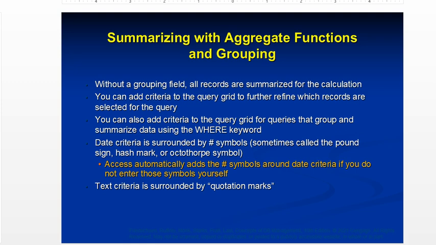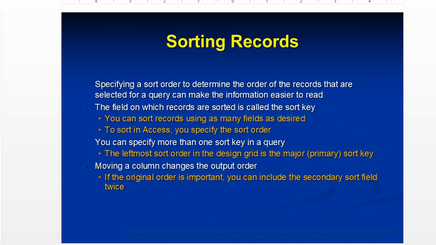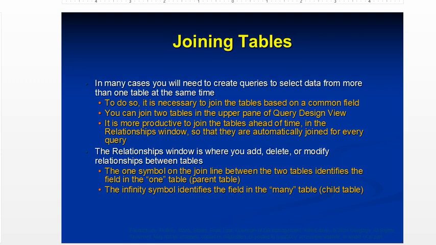You can add criteria, etc. Sorting records: specifying a sort order to determine the order of the records that are selected. You want to show by highest bill that they have, so the folks that owe you the most, or you want to do it with clients that purchased the most from you, or with clients that did not purchase for the last 3 months, for example. So those are the things that you can do, the sorting that you can apply when you're running a report.